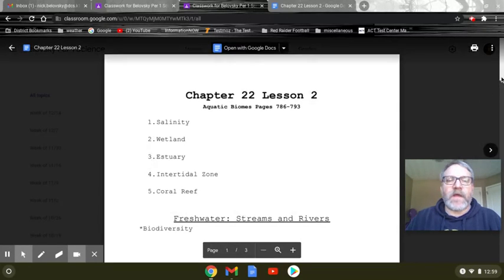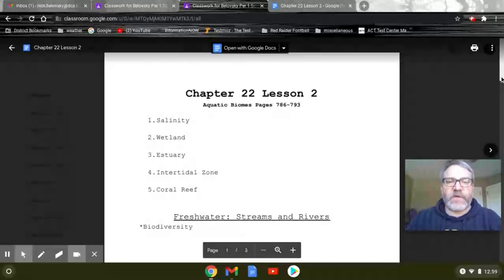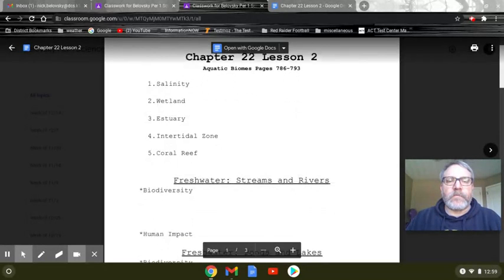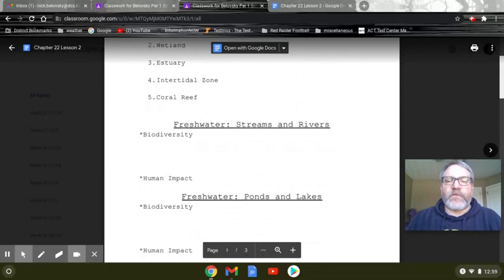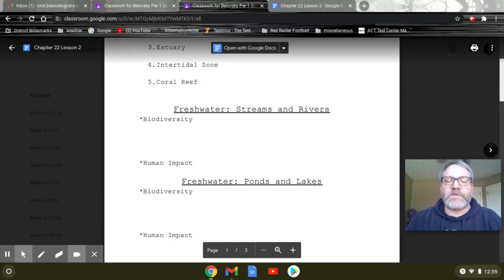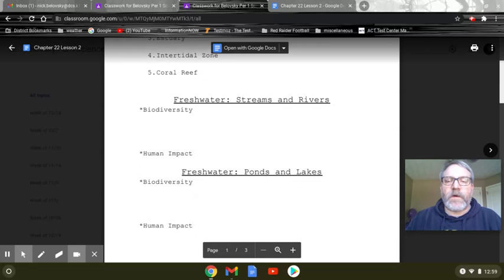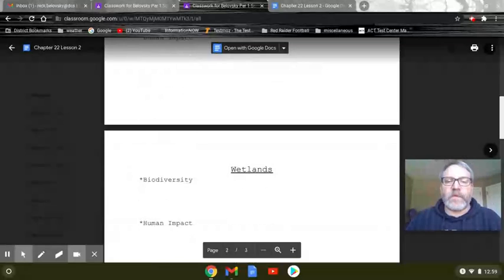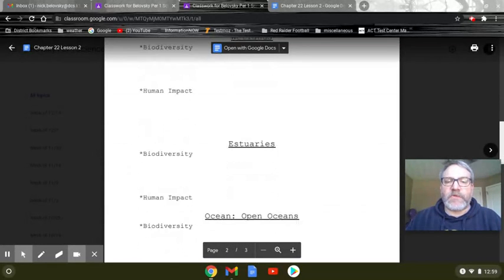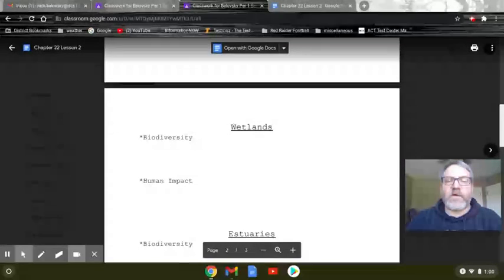You have to have all of these definitions filled in for freshwater streams and rivers, freshwater ponds and lakes, wetlands, and estuaries. You must have biodiversity, plants and animals. One about plants, one about animals would be nice. And then one thing about human impact, and you can find that in the bookwork.